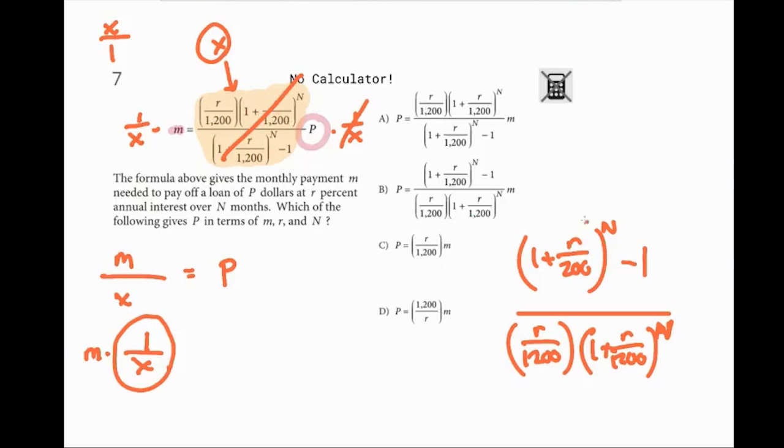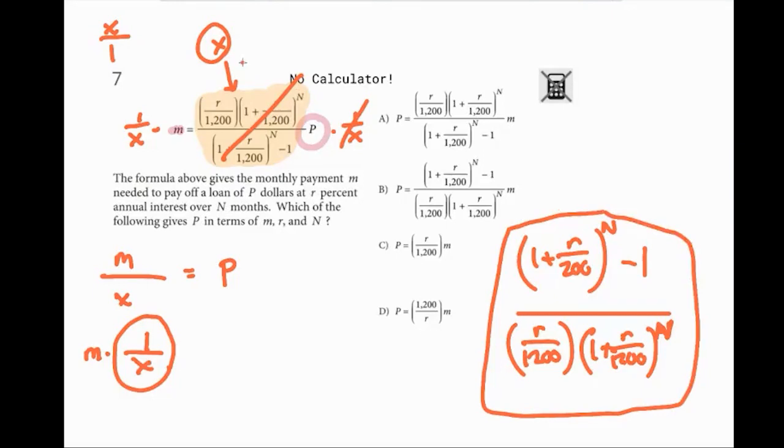So essentially you're just doing this part right here. That's the flipped part of X. And you multiply it by M. So the answer for that one would be B.